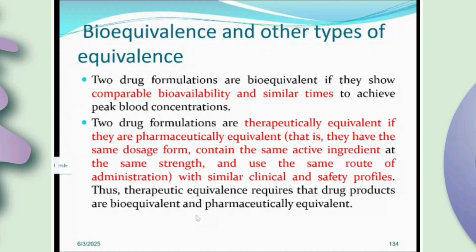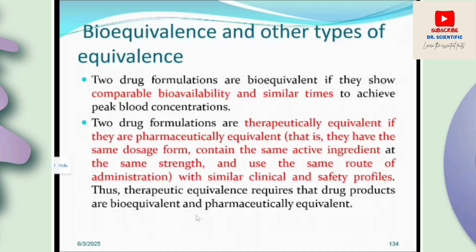Thank you. Just to recap that slide, the first sentence is saying two drugs are bioequivalent if they show two things: comparable bioavailability, and similar times to achieve peak blood concentrations. In other words, if their bioavailability is 0.7, they are both 0.7. If they reach peak concentrations in 2 hours, they both reach peak concentrations in 2 hours. If those two characteristics, time to peak concentration and bioavailability, are exact, then we say the two drugs are bioequivalent. Then the other forms of equivalence are pharmaceutical equivalence and therapeutic equivalence.